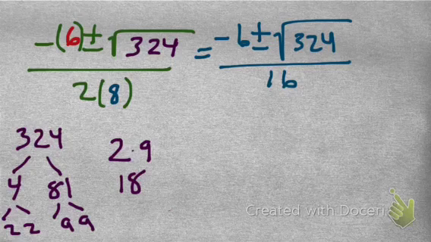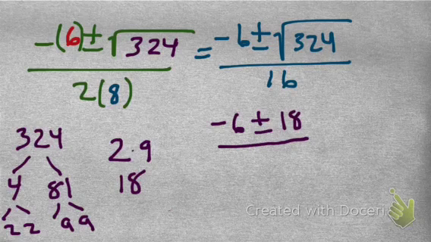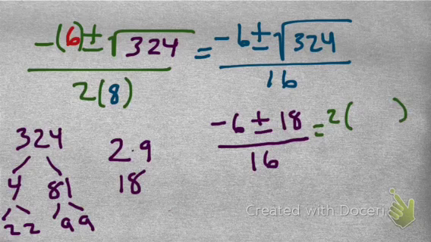If I had known my perfect squares that high, I could have just known it right off the bat, but I didn't, and that's okay because I still got to the answer by factoring it down. So now I've got -6 plus or minus 18 over 16, and I could reduce that a little bit. They're all even, so I know I could pull out a 2 from the top, and I could pull out a 2 from the bottom.